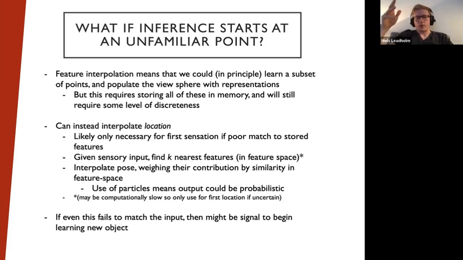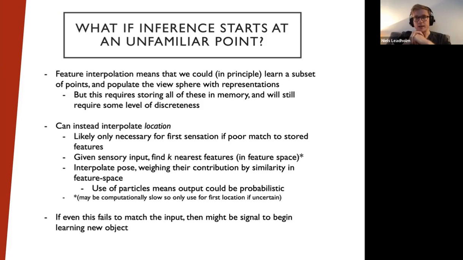This is going to be most important for the first sensation. But what you could potentially do is interpolate location. So basically, you're given your sensory input, and you have the stored features in memory, and you could find the k nearest features in feature space, and then interpolate the pose, weighing the contributions from each feature based on how similar they are. And if, for example, we're doing something like particle filters, then your estimated pose would be probabilistic. It wouldn't have to be just a single point.